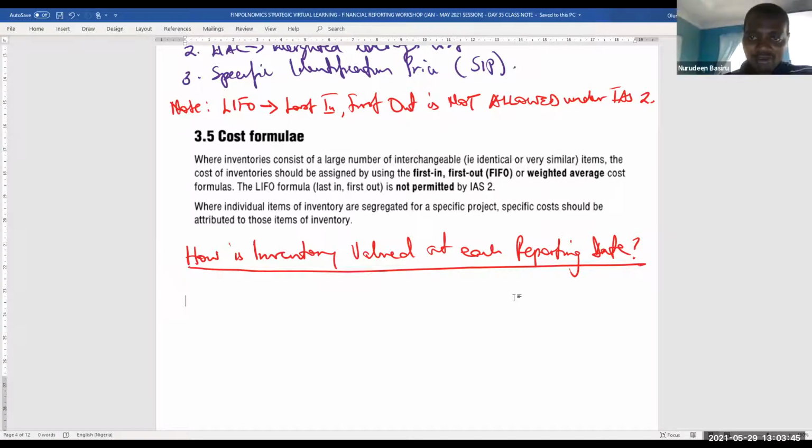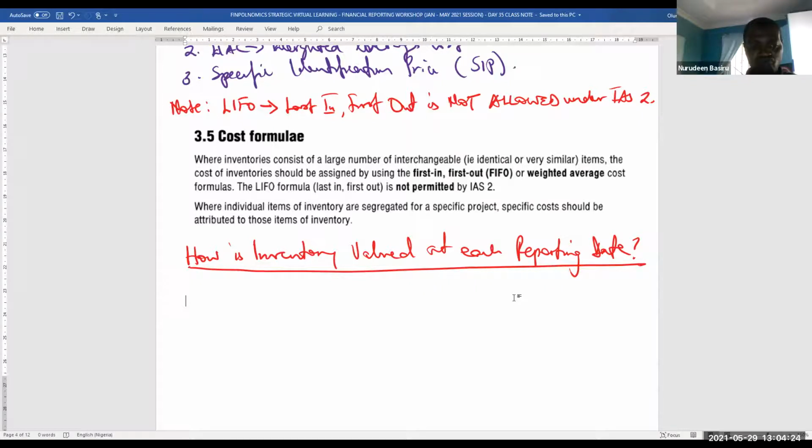Honestly, I share the same idea with what Shegun just explained. As a matter of fact, having adopted any company policy to value inventory, we are going to establish the inventory cost as at the end of the reporting date. Then we compare it with the net realizable value, whichever is lower. That's what we recognize as the cost of inventory at the reporting date.